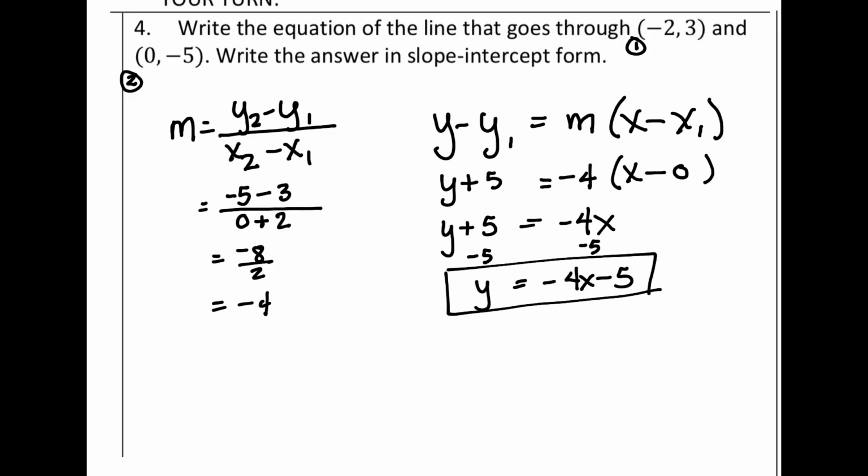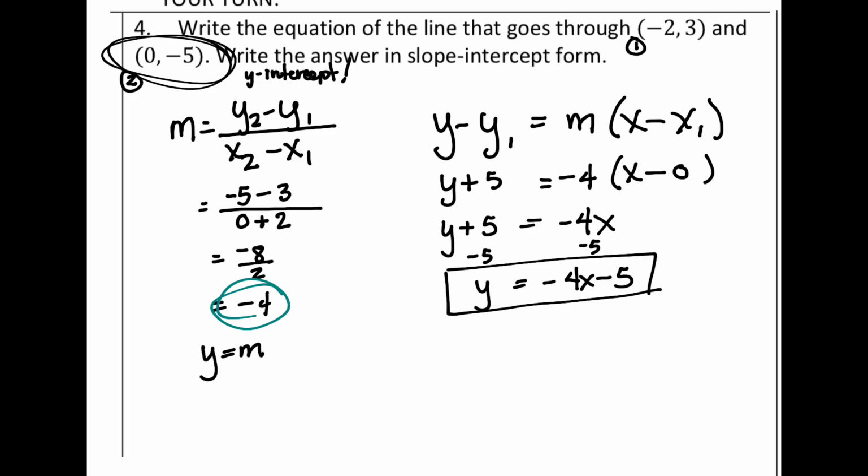Okay, some of you may have noticed that this is a y-intercept. And if you did, there's a very good shortcut. Once you find your slope, all you need is y equals mx plus b. So you get y equals -4, which is our m, negative 4x, and our b value is -5. So -5. And that's what we got.